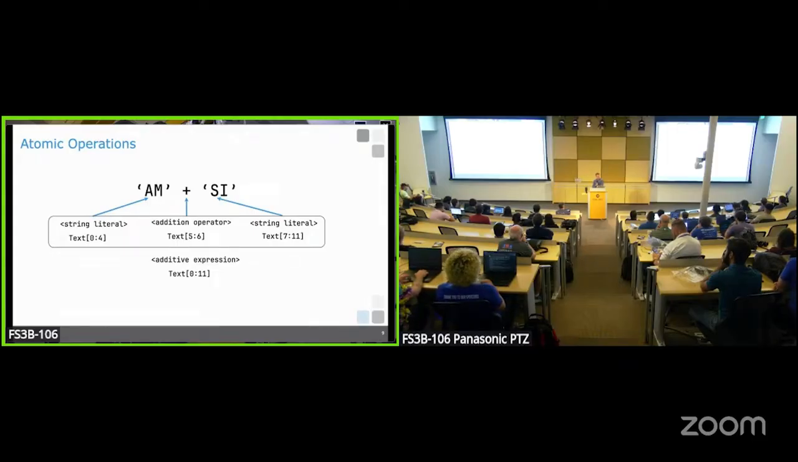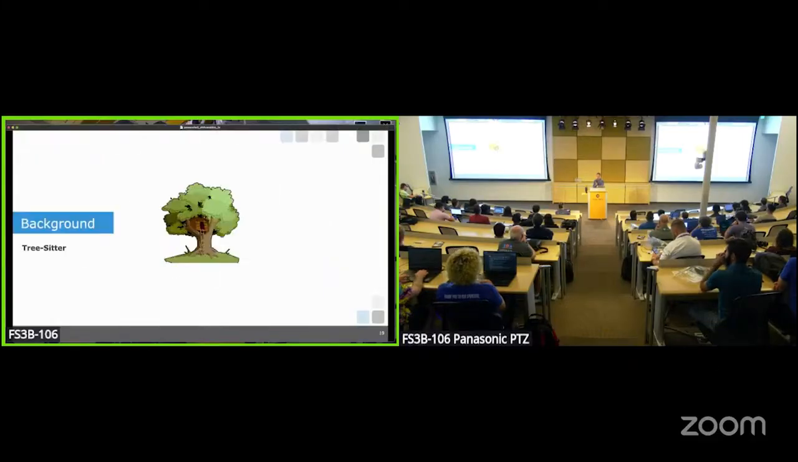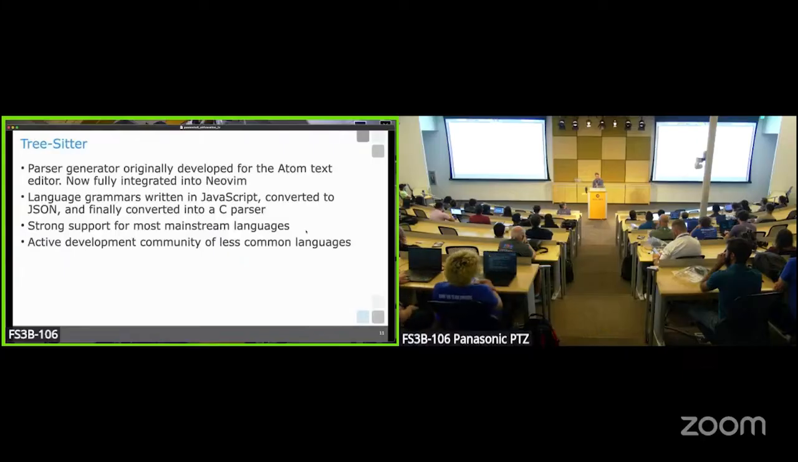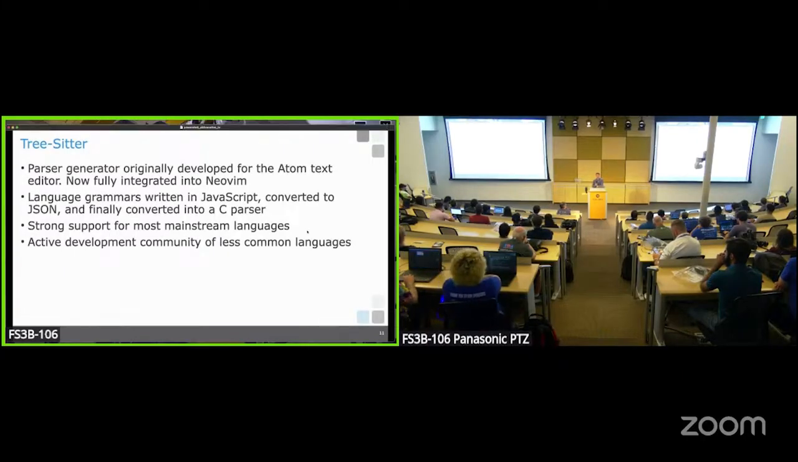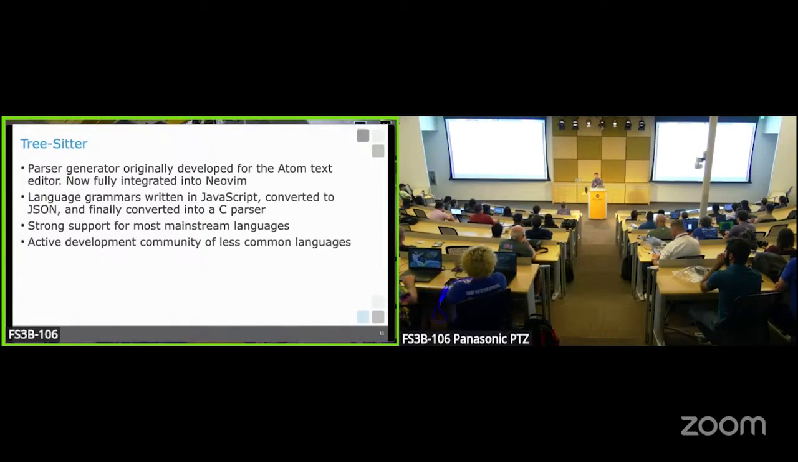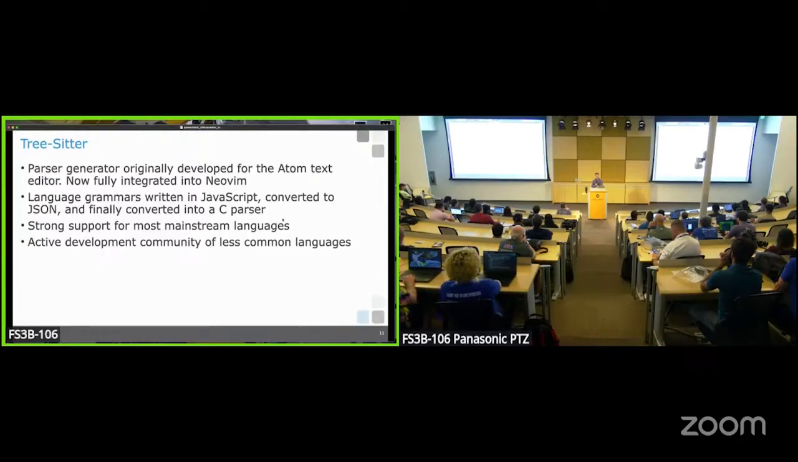So if you have programmatic access to all that data, then you could, in theory, just do what you need to do to fix that up and make it a single string. And that's where Tree-sitter comes into play. Tree-sitter is a parser generator originally developed for the Atom text editor and is now fully integrated into Neovim. So you install your language grammars and you automatically get AST support for whatever language you're working with.